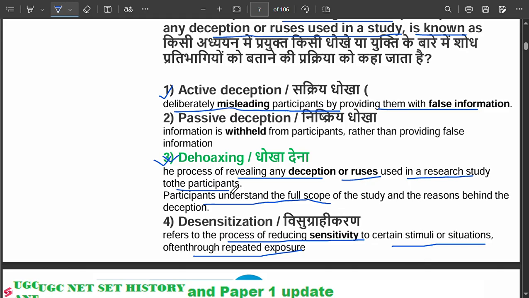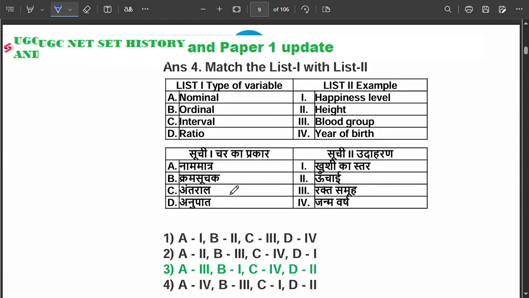Next, question number 4. Here Match the Following is given: types of variables and examples. Okay. Nominal A3, blood group; and ordinal B1, happiness level; and interval C4, year of birth; and ratio, height, D2. So option number 3 was the correct answer.